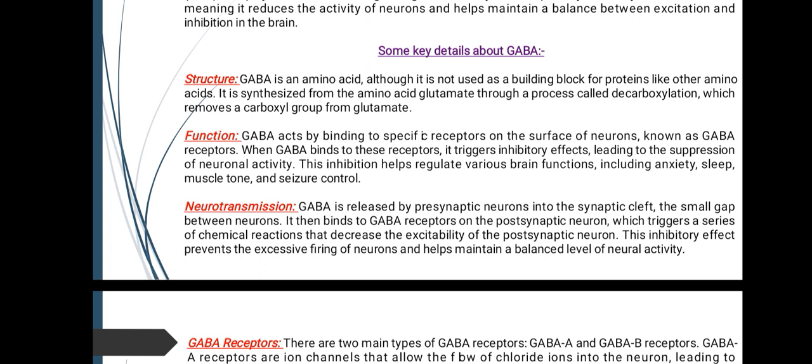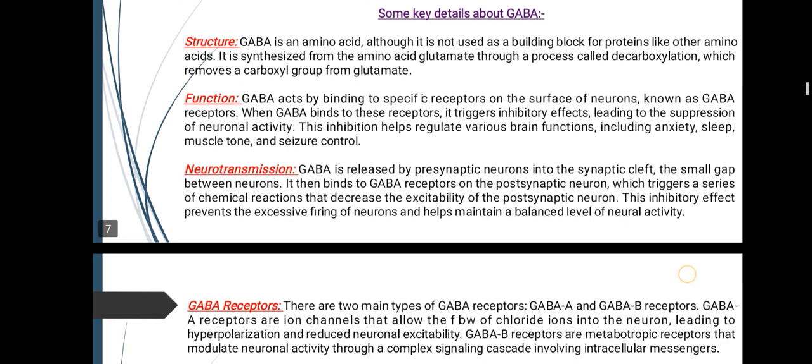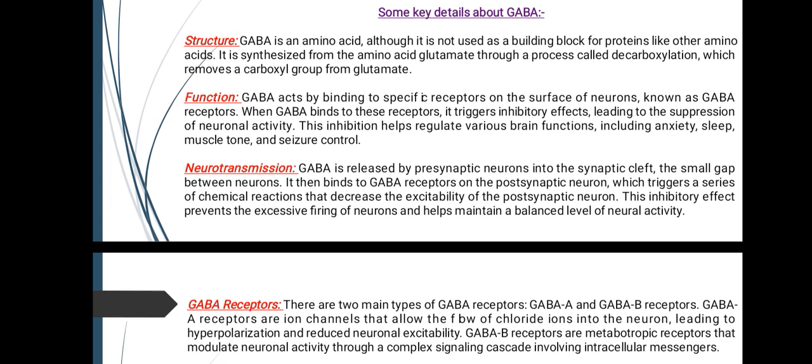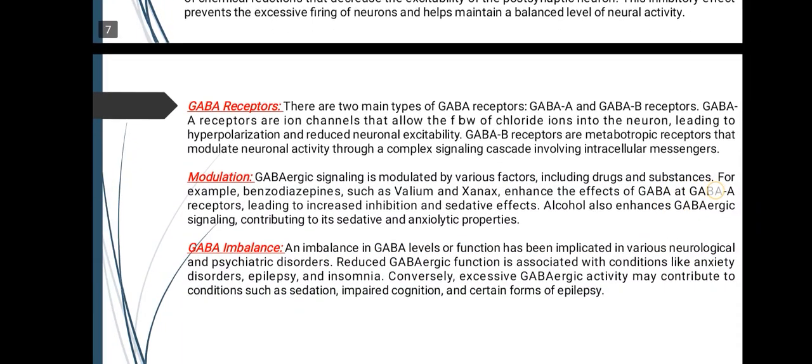Neurotransmission. Now we discuss what is neurotransmission. GABA is released by presynaptic neurons into a synaptic cleft, the small gap between neurons. It then binds to GABA receptors on the postsynaptic neuron, which triggers a series of chemical reactions that decrease the excitability of the postsynaptic neuron. This inhibitory effect prevents the excessive firing of neurons and helps maintain a balanced level of neural activity.